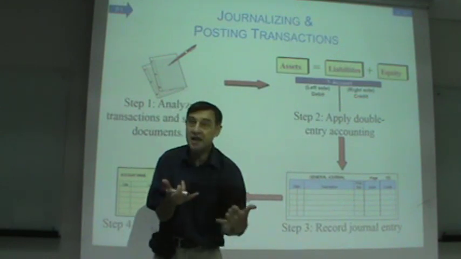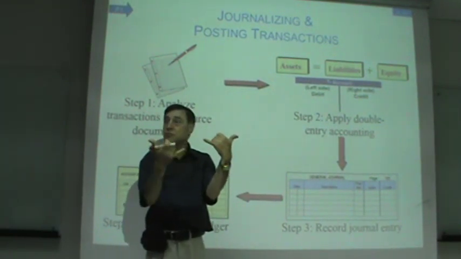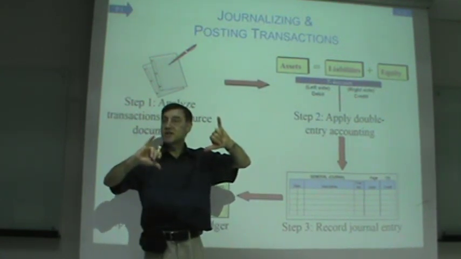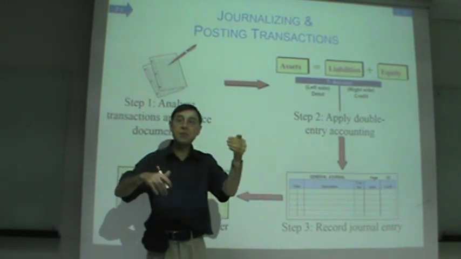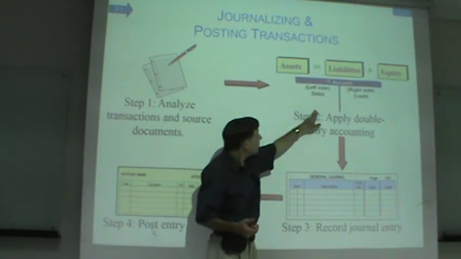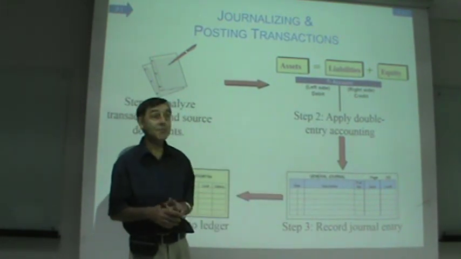And double entry means that all debits must sum to all credits. So the sum of debits equals the sum of credits, okay? In a simple transaction, the debit equals the credit, okay? So you apply double entry accounting in step number 2.